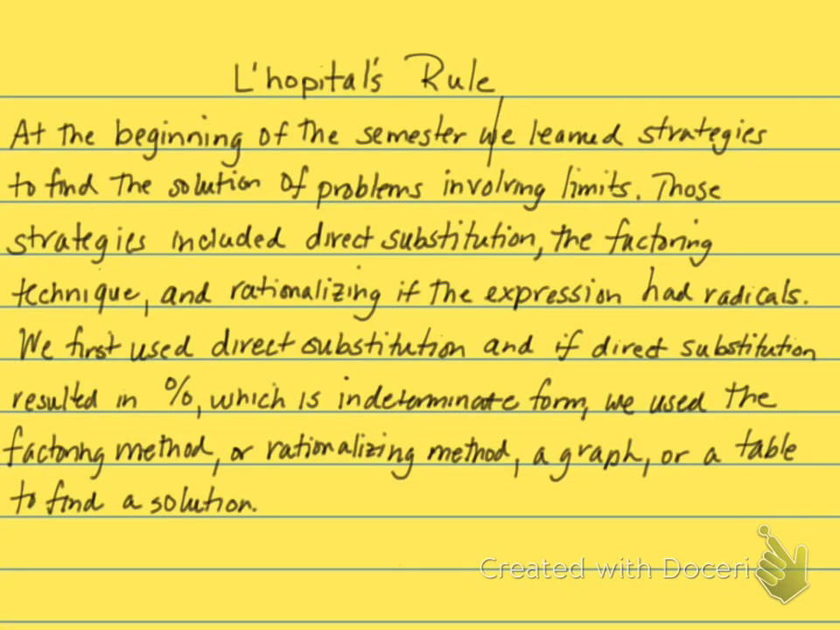Okay, we're going to talk about L'Hopital's rule. At the beginning of the semester, we learned strategies to find the solution of problems involving limits. Those strategies included direct substitution, the factoring technique, and rationalizing if the expression had radicals. We first used direct substitution, and if direct substitution resulted in 0 over 0, which is the indeterminate form, we use the factoring method or rationalizing, a graph, or a table to find the solution.